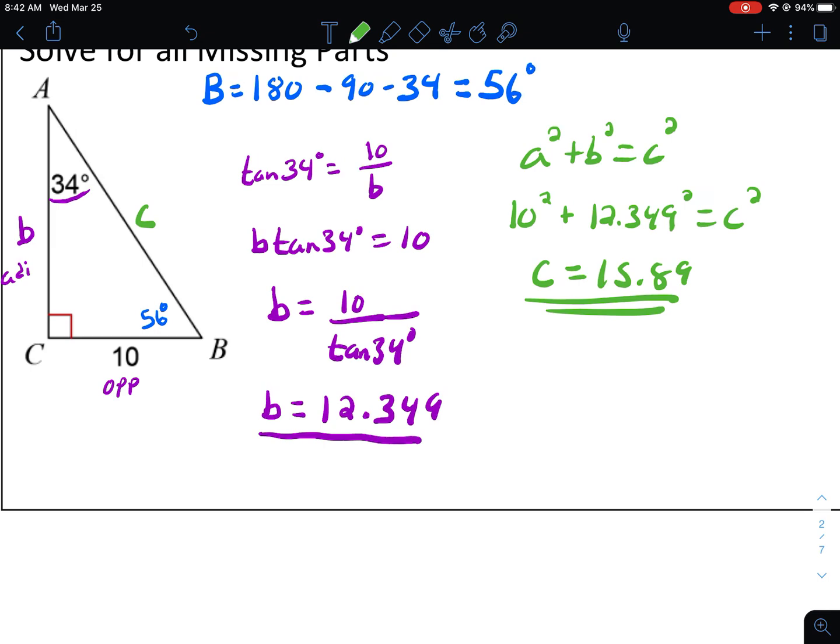All right, so that's using our right triangle trig ratios to solve triangles and determining the values of all 6 trig functions using right triangles as well.